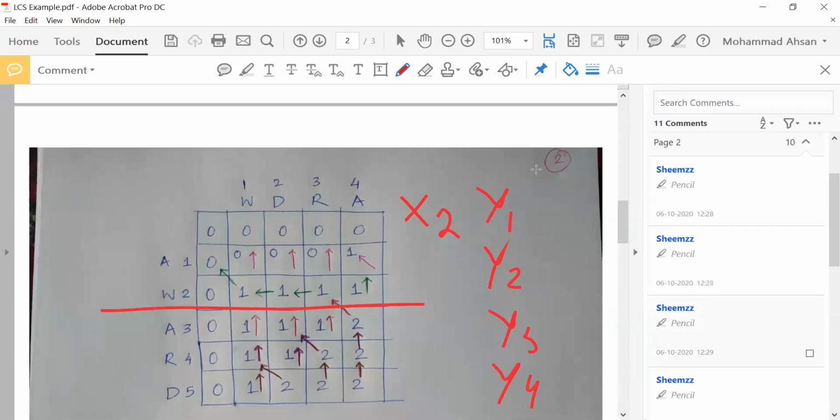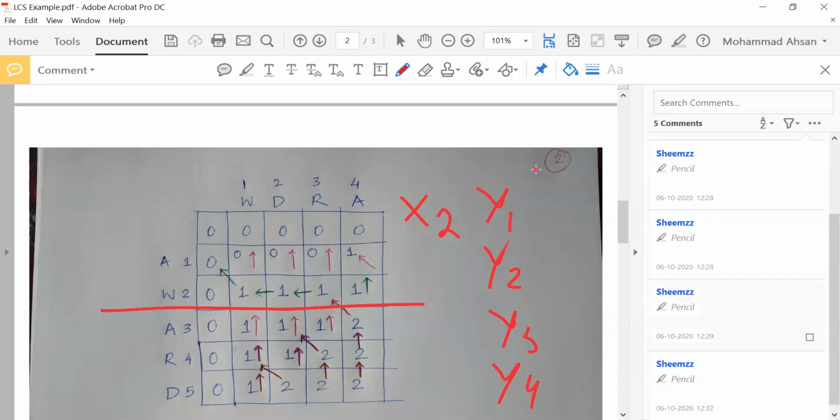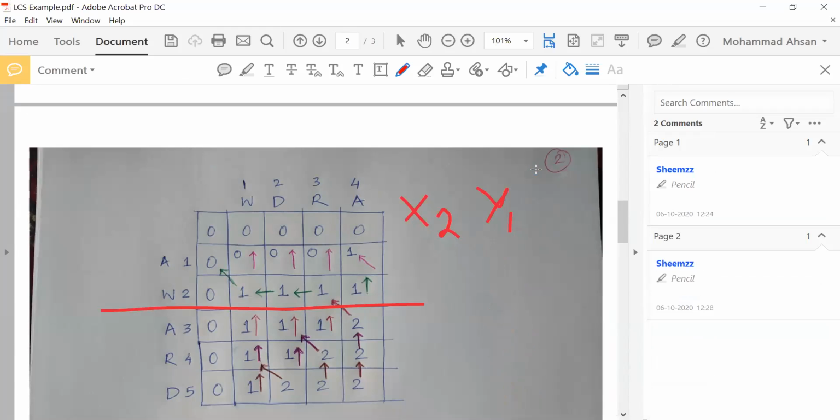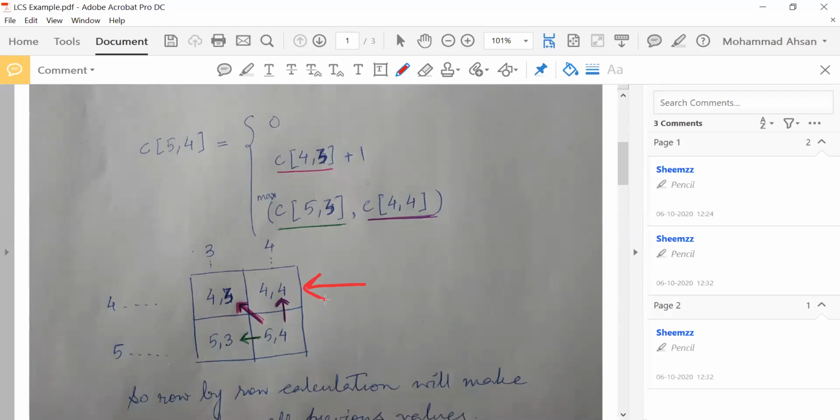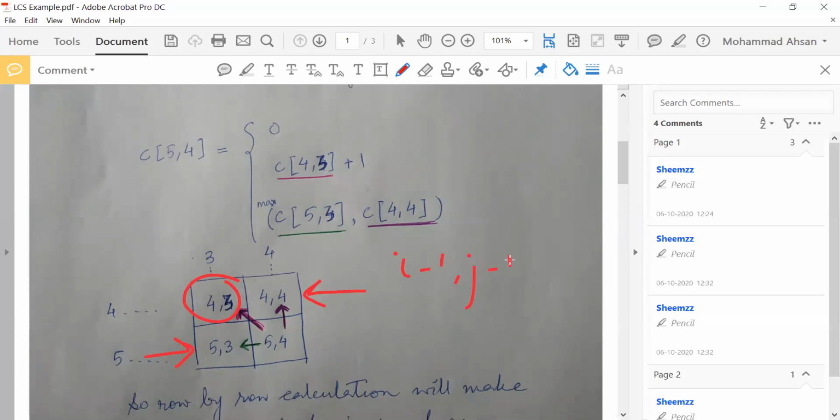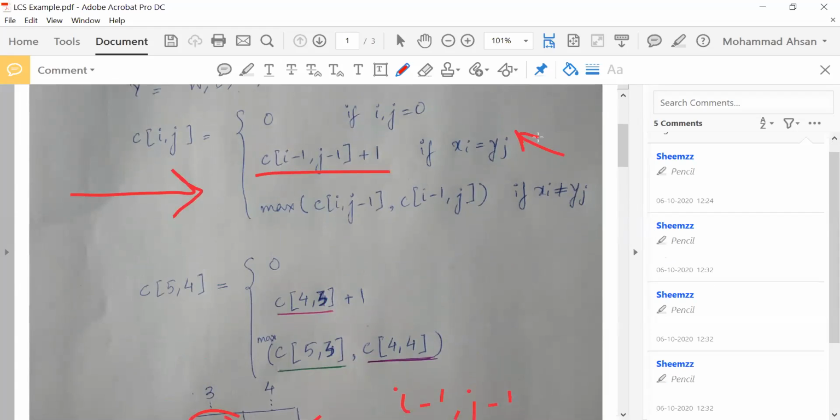These values are nothing but the length of the longest common subsequence, and the arrows basically tell you where the answer came from. There are three arrows you see: one is up, one is left, and one is diagonal. If you look at the first page, up will be this box, left will be this box, and diagonal will be this box. Diagonal is i minus 1, j minus 1. If the answer comes from i, j minus 1, then you are going left using the left arrow. If it comes from i minus 1, j, you are using the top arrow.